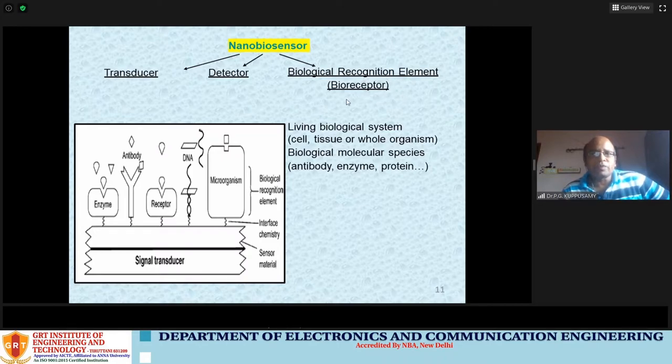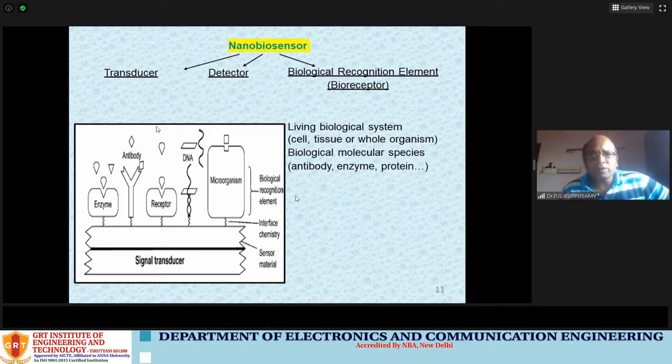receptors. Now you take our body. In our body, what are the living biological systems? In our body, a microorganism system is there, receptors are there, antibodies are there, DNA is there, enzymes are there, biological recognition elements. Interface chemistry is there, sensor material is there, signal transducers, everything is available in our body, right? What are the examples of living biological systems? Cell, tissue, our whole organism, biological molecules, species, antibody, enzyme, protein, etc.